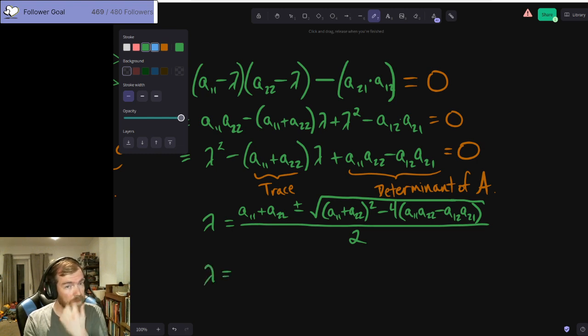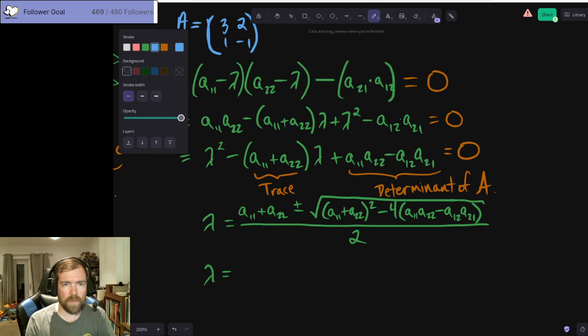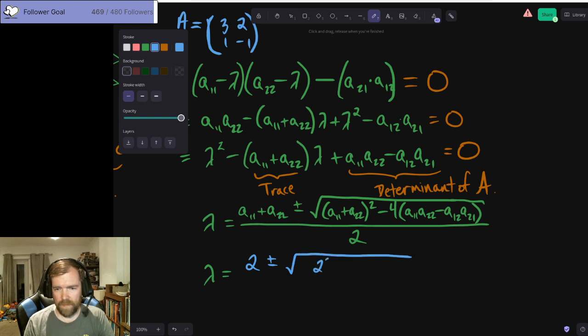With what we had up above, the original matrix was 3, 2, 1, negative 1. What are we going to fill in for these? So the trace here is going to be 2, and the determinant is negative 5. Negative 5, yeah.